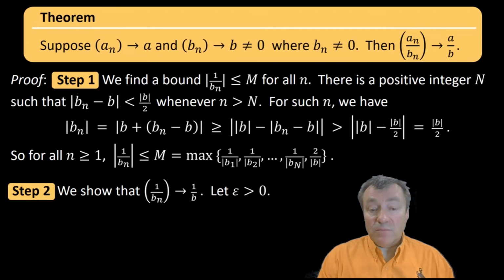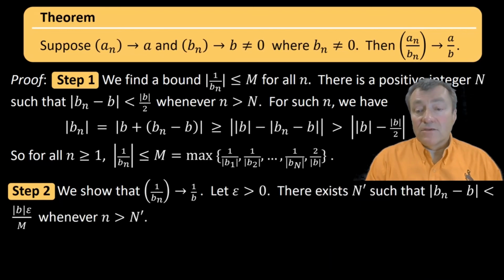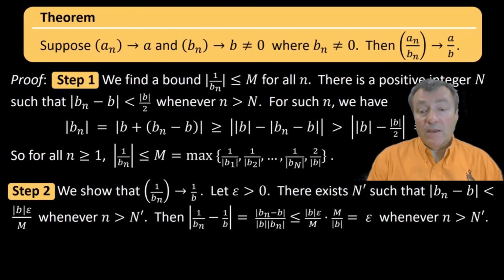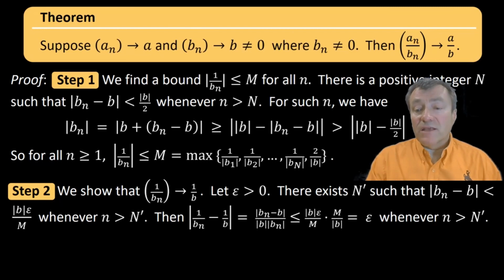So let epsilon be positive. Choose capital N prime such that for little n bigger than capital N prime, b_n is within this small positive distance of b. The distance required is absolute value of b squared times epsilon over M. Now we find that 1 over b_n is within epsilon of 1 over b whenever little n is bigger than capital N prime. This is just algebra here. You can check my work.